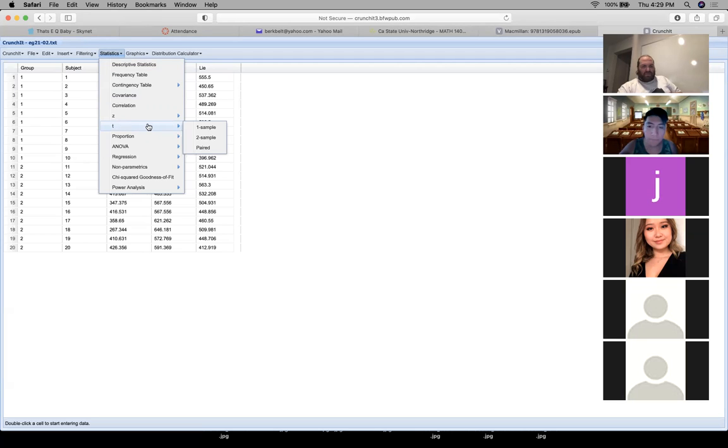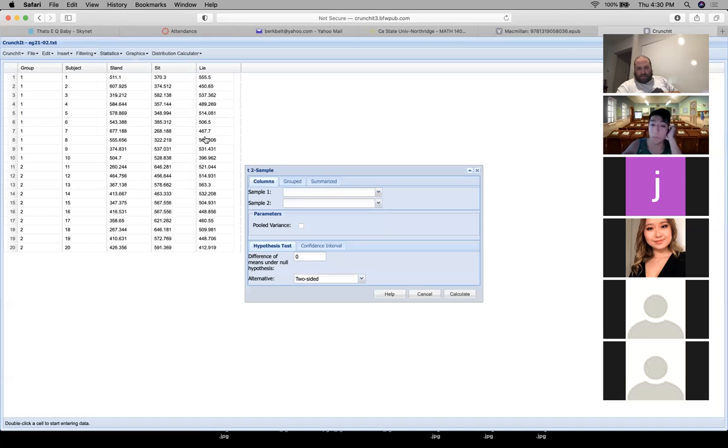Paired? It's not paired, right? There's not a matched pair. There's not a before and after or a left hand, right hand. This is just 2 samples, because you're comparing two groups. You're comparing the first group to the second group. So 2 sample.